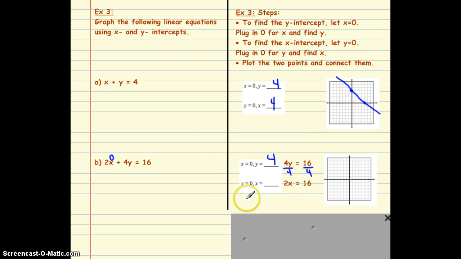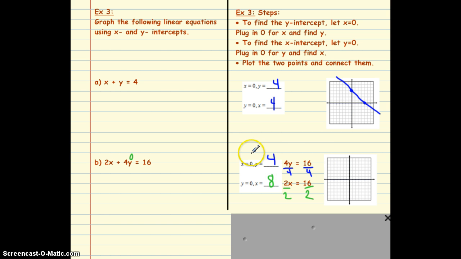Alright, if we're going to find the x-intercept, then we're going to have y equaling 0. So this time, let me erase that. This time, we are going to have y equaling 0. So it's going to be 4 times 0, which is nothing. So all of this is going to disappear. We're going to be left with 2x equals 16. We want to find out what x equals, so we're going to divide by 2, and x equals 16 divided by 2, which is 8.